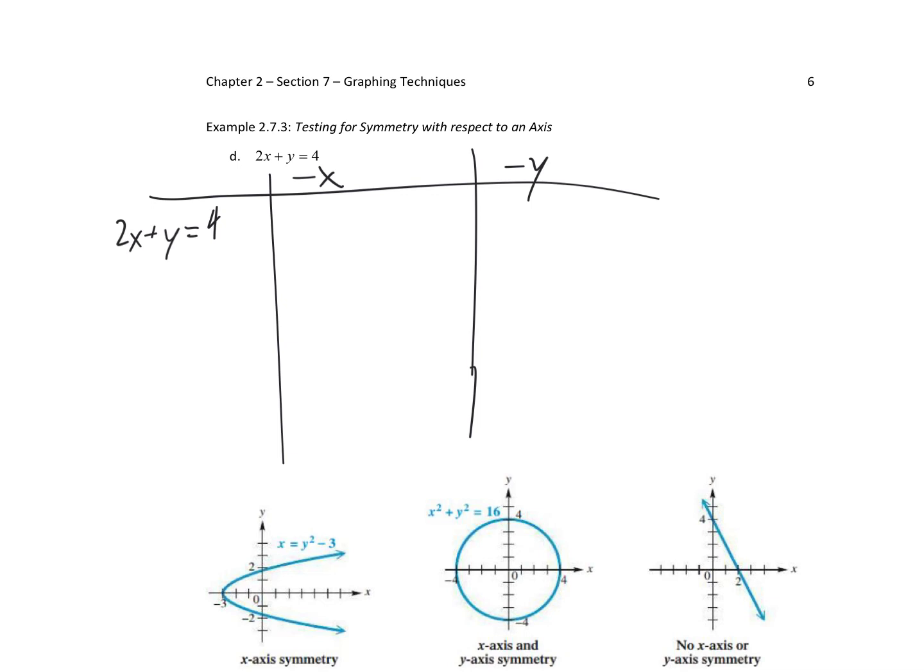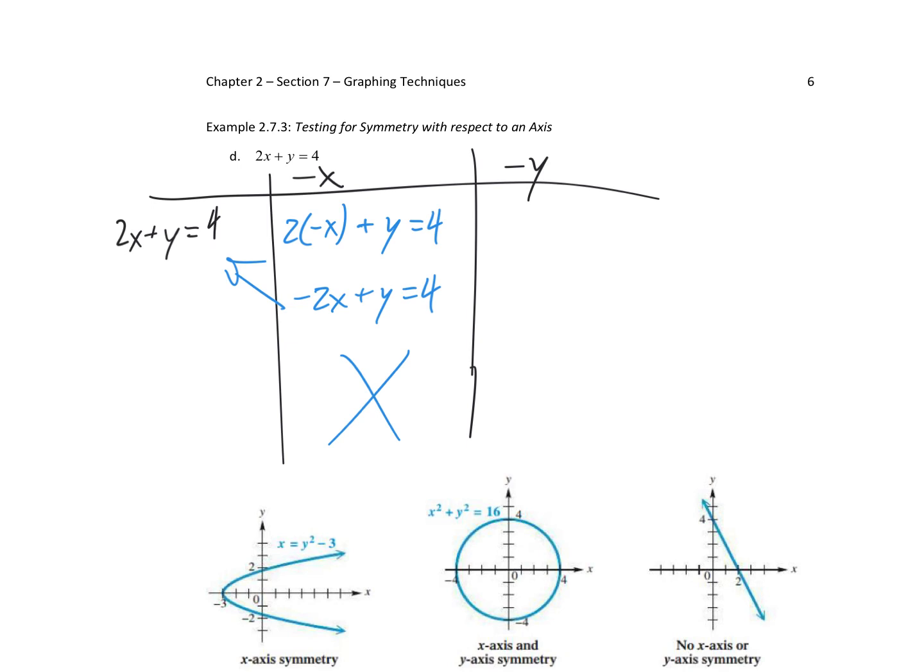So here we go. Let's start with negative x. So 2 times negative x plus y equals 4, and we got negative 2x plus y equals 4. No, that's not going to work, right? This is not going to be the same as this, so we can throw that one out.